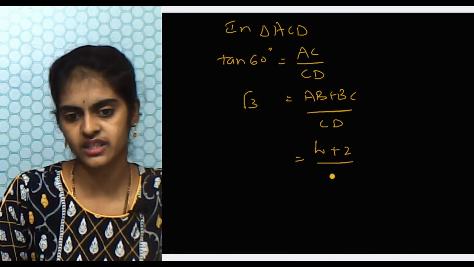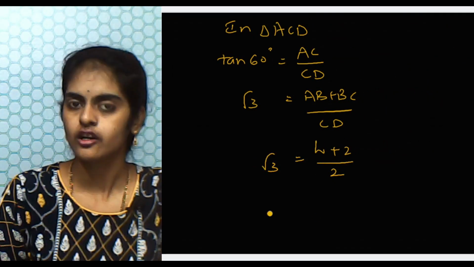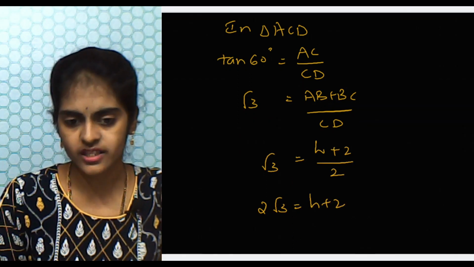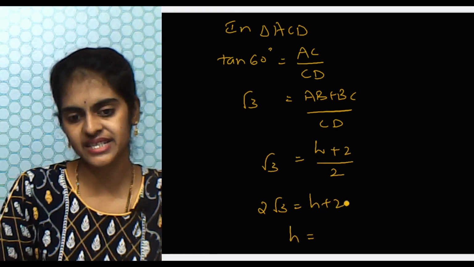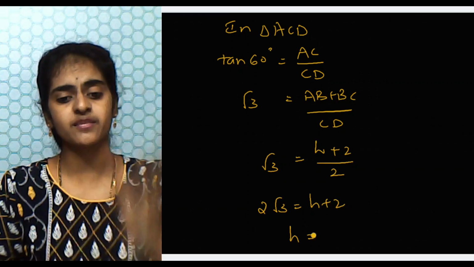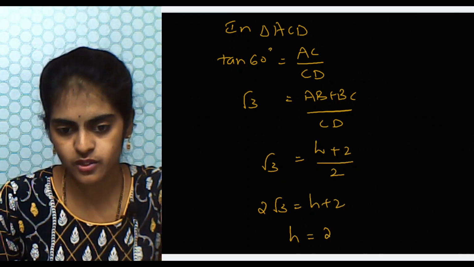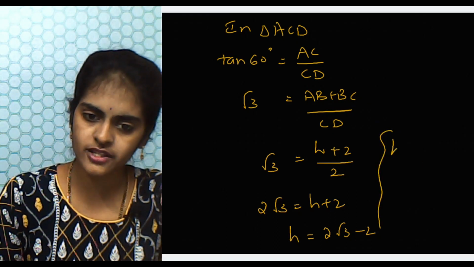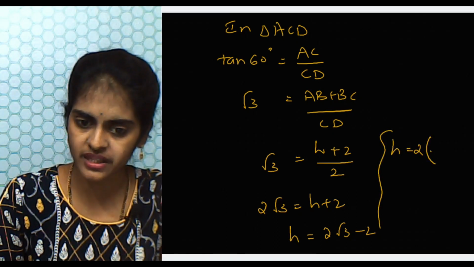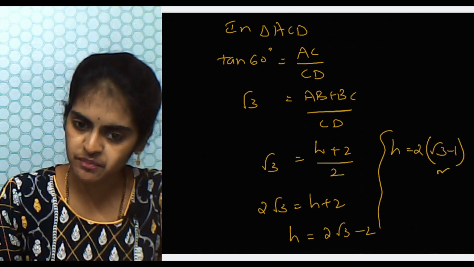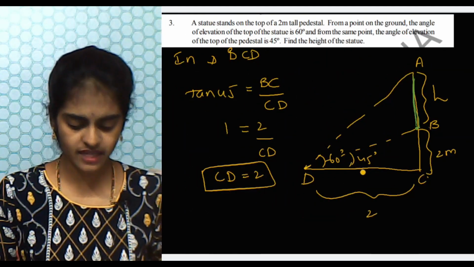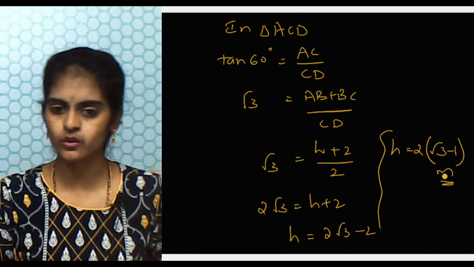So let us substitute. This is 2, this is root 3. Cross multiplying, 2 root 3 is equal to H plus 2. So what is the value of H? Just transpose the plus 2 to the left-hand side, so it becomes 2 root 3 minus 2. If you take 2 as common, H is equal to 2 times root 3 minus 1 meters. H is nothing but the height of the statue.